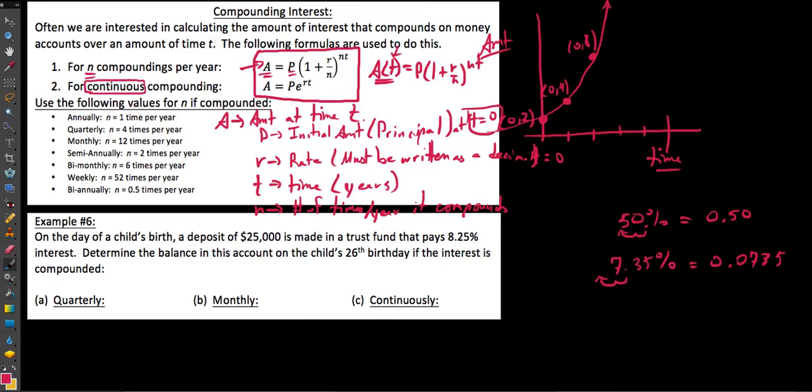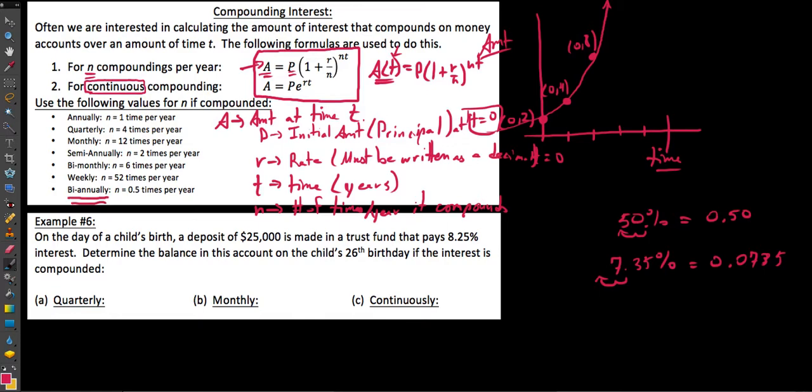If it's annually and n represents the number of times per year it compounds, then naturally we would say the n value would be 1, once a year. But quarterly, 4 times a year, monthly, 12 times a year, semi-annually means every half year, every 6 months. So in a year that would be 2 times. Bi-monthly would be every 2 months, so 6 times a year. Weekly would be 52 times a year. This is the one you want to be careful about.